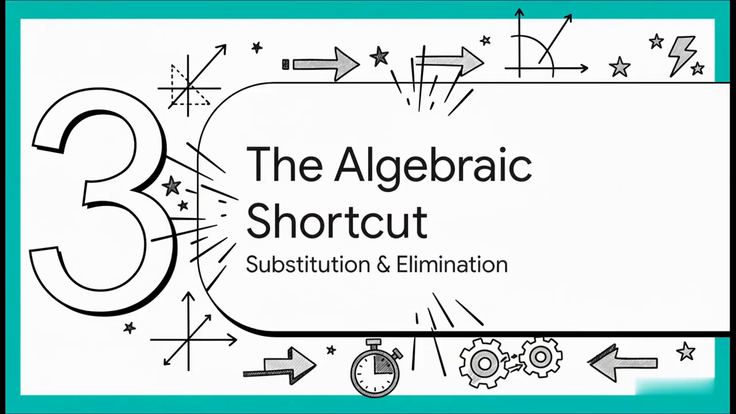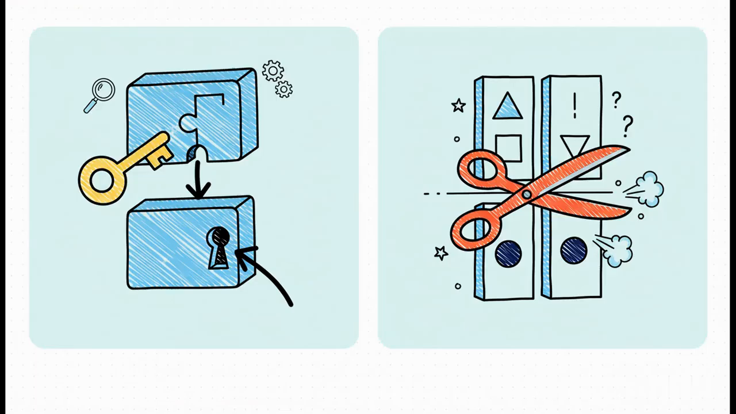Okay, Section 3, the algebraic shortcut. Now look, drawing graphs is cool and all, but what if the numbers are super messy? Or you don't have graph paper handy? We need something faster, something more powerful. And that, my friends, is where algebra comes to the rescue. And we've got 2 amazing algebraic tools in our toolkit. First up is substitution. This is where you basically solve for one variable and then plug that information into the other equation. It's like using one clue to decode the other.